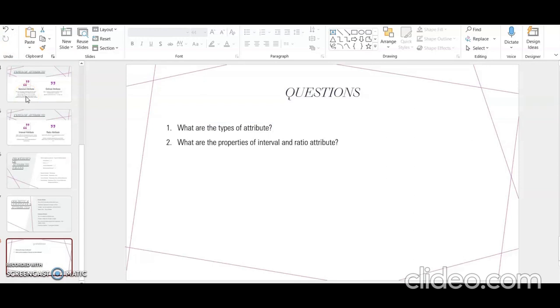So, what are the types of attributes? The types of attributes that are present are nominal attribute, ordinal attribute, interval attribute, and ratio attribute. The second question is, what are the properties of interval and ratio attributes? The properties of an interval attribute are distinctness, order, addition, and subtraction, and the ratio attribute has all four of those plus multiplication and division: distinctness, order, addition, subtraction, multiplication, and division.